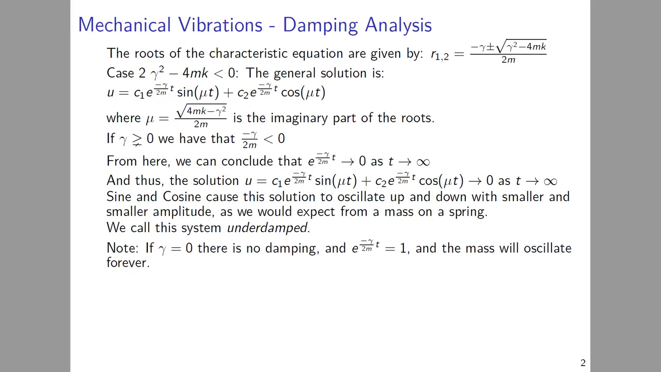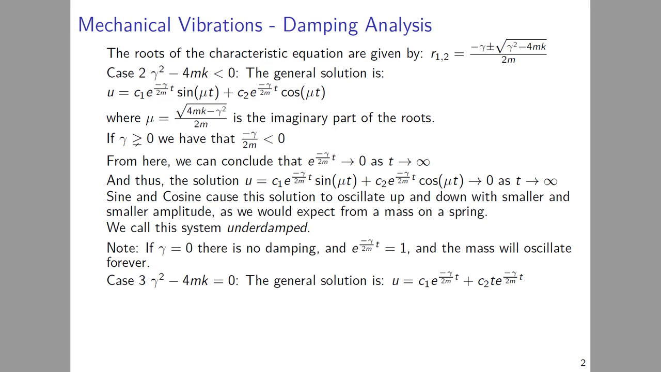I want to note that if gamma equals 0 and there is no damping, then e to the negative gamma over 2m t is equal to 1, and the mass will oscillate forever. The damping is what causes the mass to come to rest.